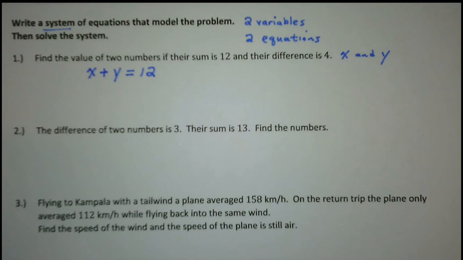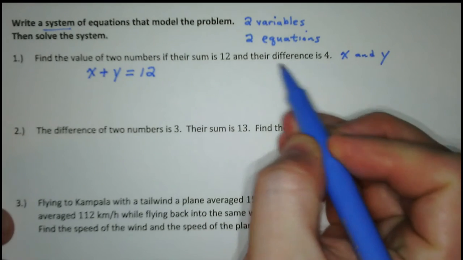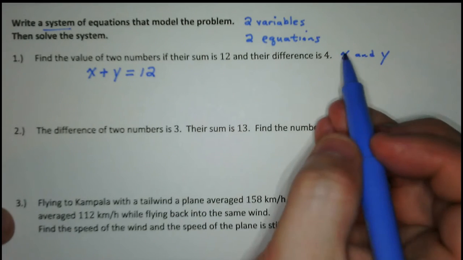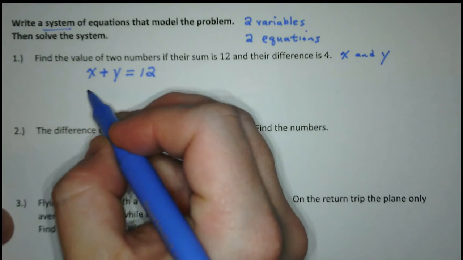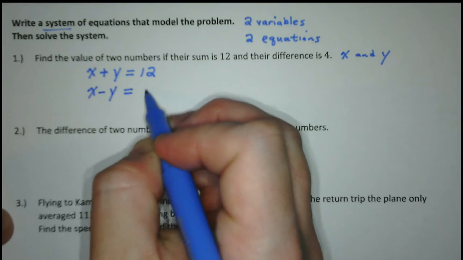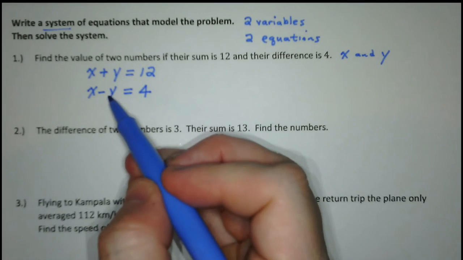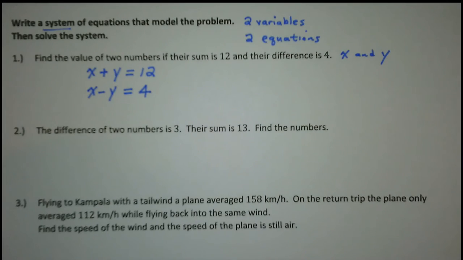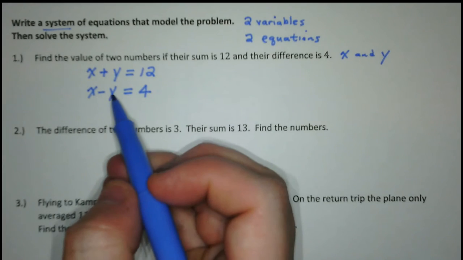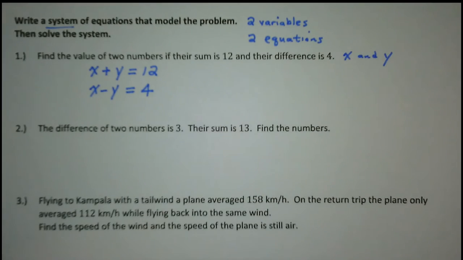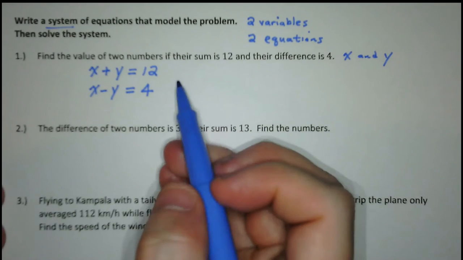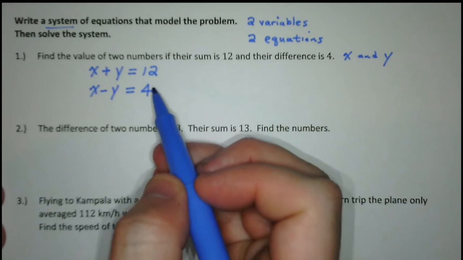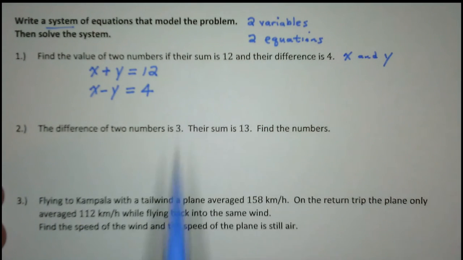There's an equation. The sum means the answer to an addition problem. And then their difference, which means subtraction, their difference is 4, which means when you subtract them, you get 4. So x minus y should equal 4. Now, apparently x is going to be the larger number. I guess I could have said y minus x. It doesn't matter. You're just looking for the two numbers. All right, now that you have the system of equations written, now you just got to pick your method.